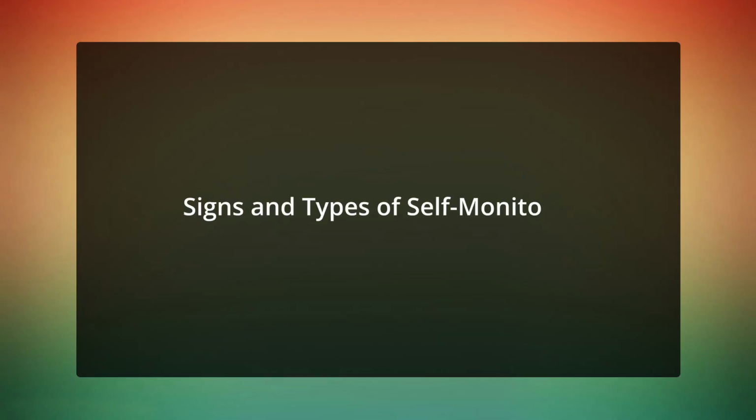Now moving forward to another objective, which is signs and types of self-monitoring. Psychologist Mark Snyder developed the idea of self-monitoring in the 1970s. In order to assess how self-monitoring affected a person's behavior in various contexts, he also created a self-report scale.